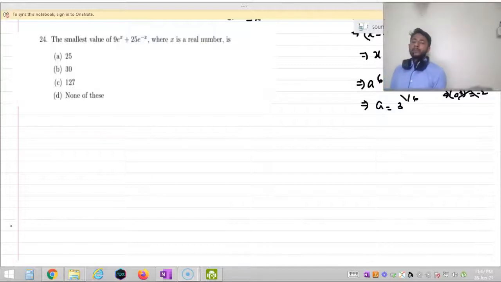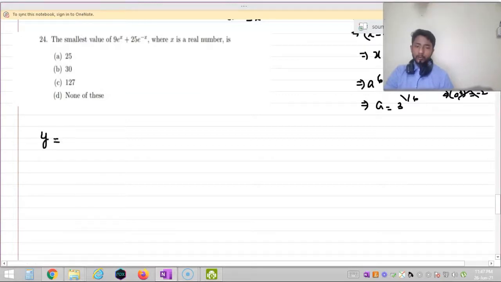Let us solve question number 24, where we have to find the smallest value of 9 e to the power x plus 25 e to the power minus x, where x is a real number. So I am writing y is equal to 9 e to the power x plus 25 e to the power minus x. You can differentiate y with respect to x to get the stationary points, and then you need to put these values of x in dy/dx to check whether it is positive or negative.